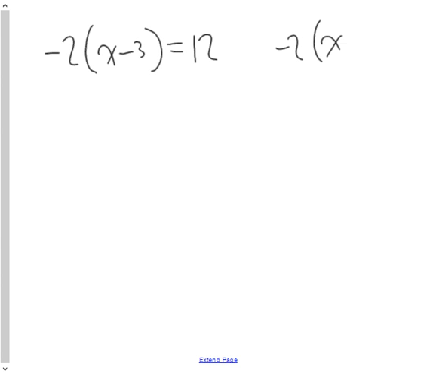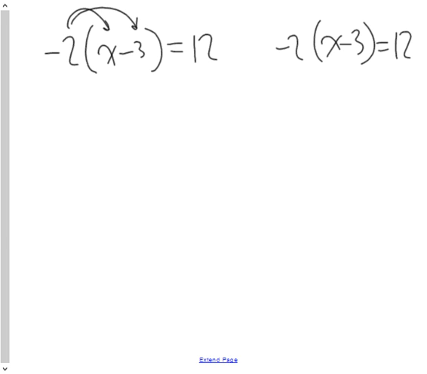But if we look at the next one, the second one, which is A, it says negative 2 bracket x minus 3 equals 12. And I'm going to write it twice because I'm going to solve it 2 different ways. The first way I'm going to solve by expanding. So I'm going to draw my arrows.